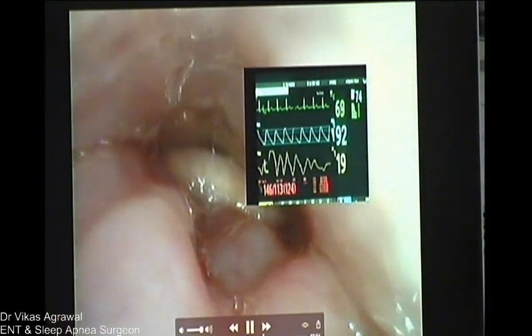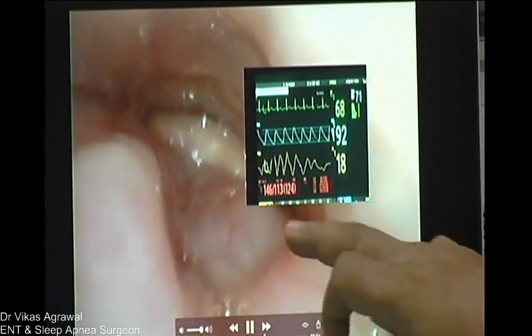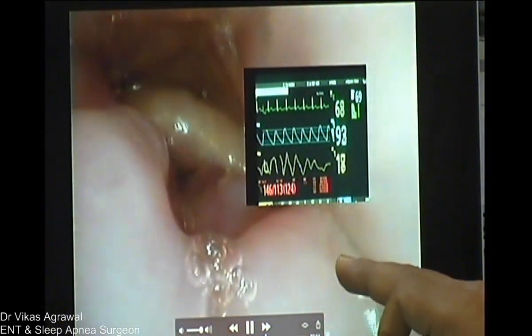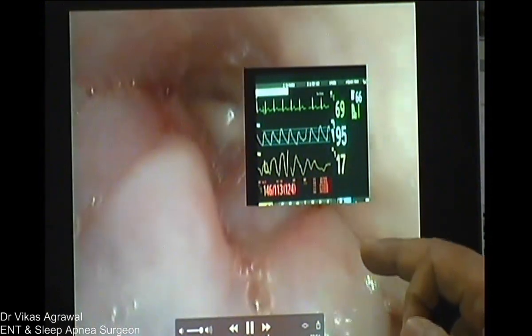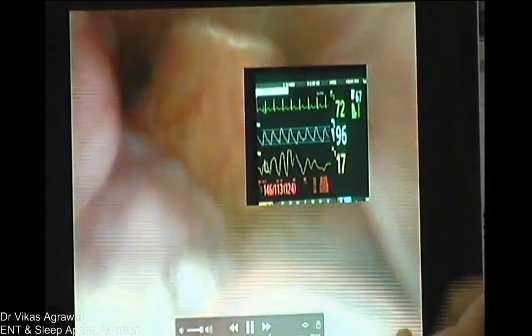Can we shift? Now see this, the complete collapse. So in this patient we expect some intubation difficulty, and Dr. Kalpesh also has to see this video.